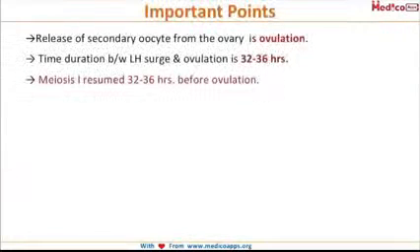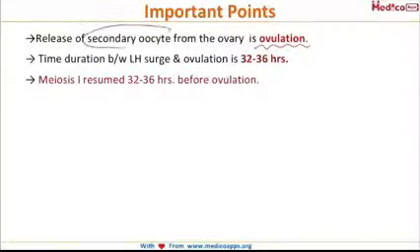And what are these? As I told you, at the time of ovulation, what is the stage of the oocyte at which it is released? It is the secondary oocyte which is released from the ovary at the time of ovulation. What is the stimulus for completion of meiosis I or for ovulation to occur? That stimulus is the LH surge. And what is the time interval between LH surge and ovulation? It is 32 to 36 hours.